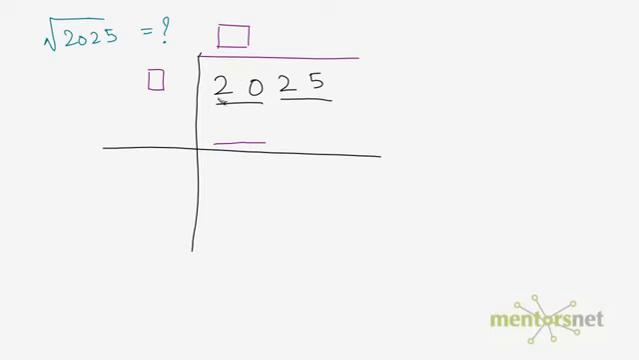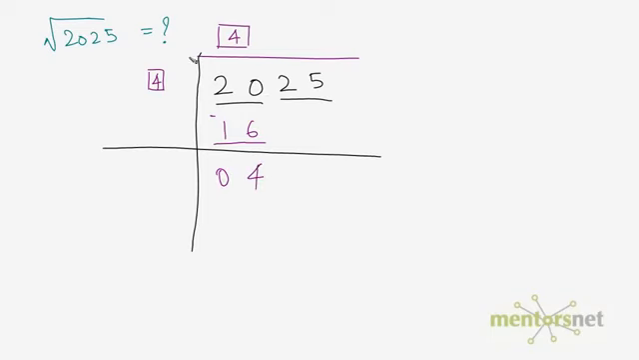So what number when squared is closest to 20? 3 times 3 is 9, so 9 is way too less than 20. So 4 times 4 is 16, and 5 times 5 is 25. So we cannot take 5 because its square is greater than 20. We can take 4. So 4 times 4 is 16. So let us subtract it. 20 minus 16 is 4.